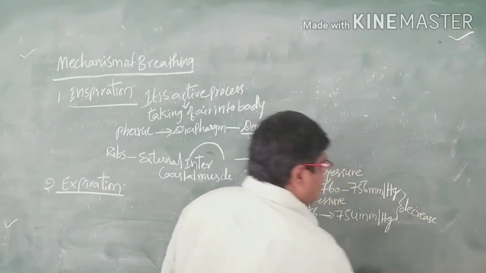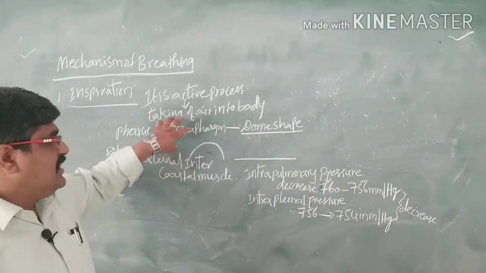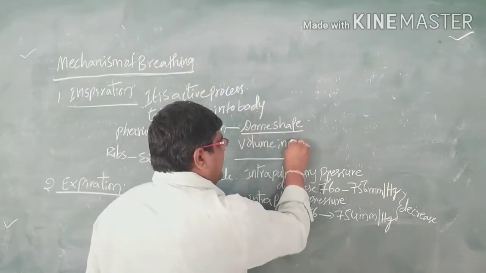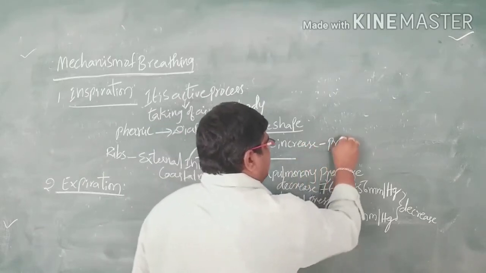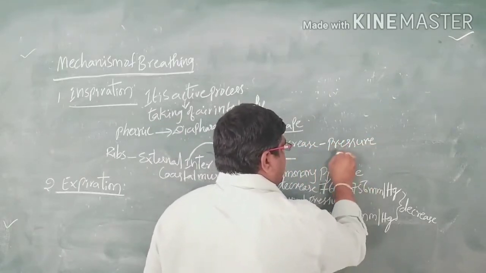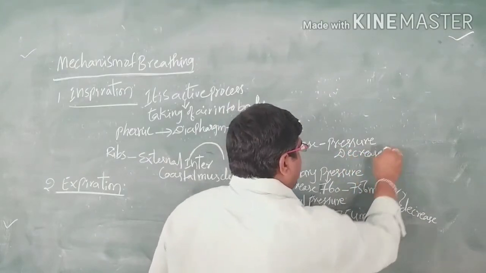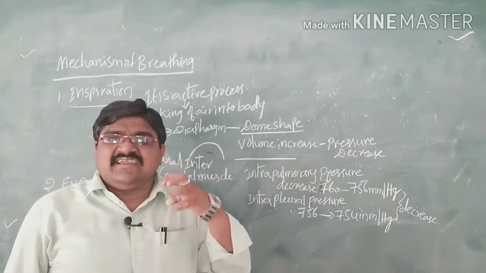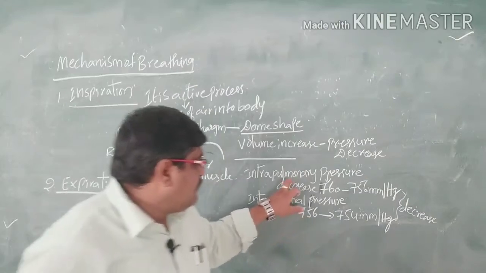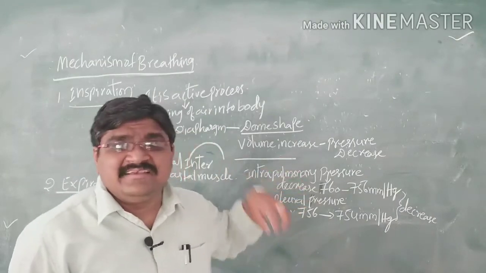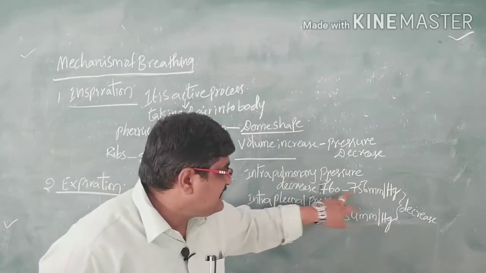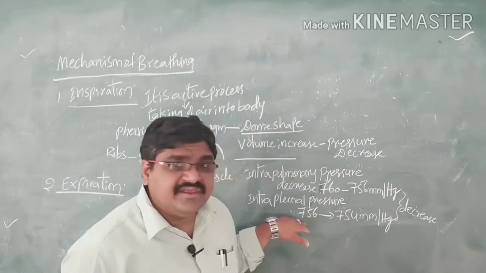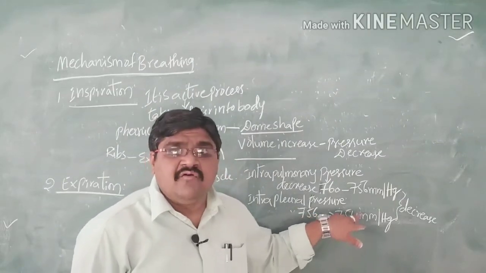Why? Because the volume is increasing. If volume is increased, the pressures decrease. Since the thoracic cavity volume is increasing, the pressures decrease, where the intrapulmonary pressure within the lungs decreases from 760 to 754, and the intrapleural pressure also decreases from 756 to 754, where the air is rushed in.